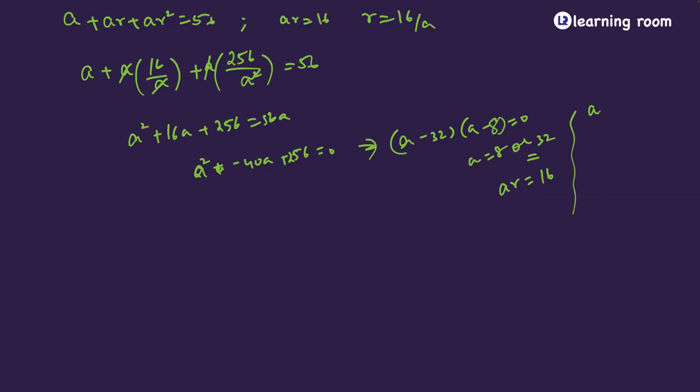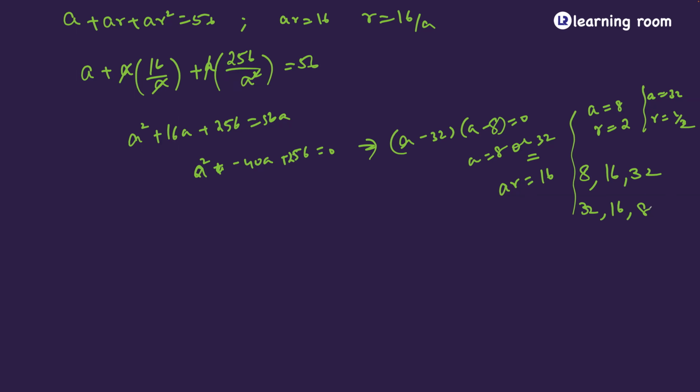So we'll try and see. If I take A is equal to 8, R will be equal to 2. If I take A is equal to 32, R will be half. Both are possible. That is why I asked you a question. They are not consecutive numbers. The three numbers that are given to you in the problem, the answer is 8, 16 and 32. Had 8 been the first number, then 8, 16 and 32 would have been the order. Had 32 been the first number, then 32, 16 and 8 would have been the order.